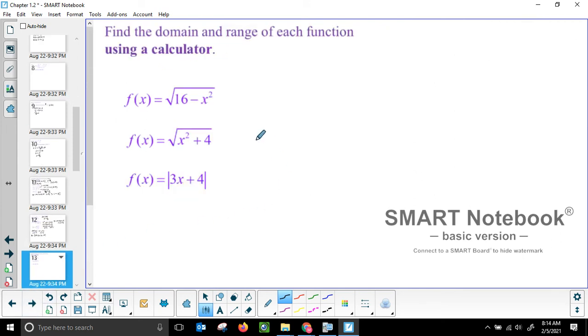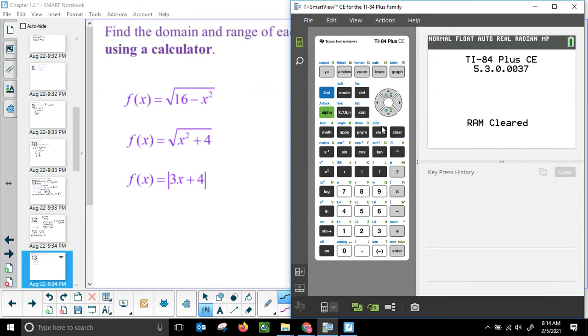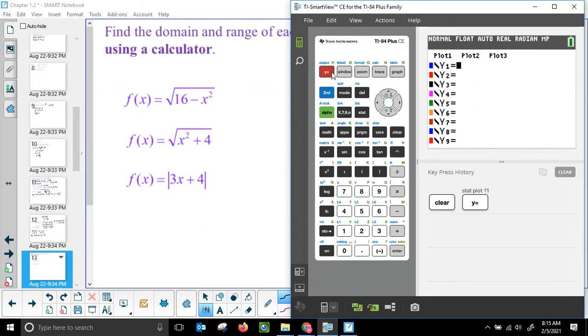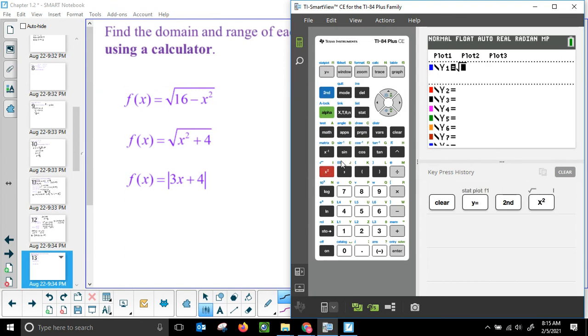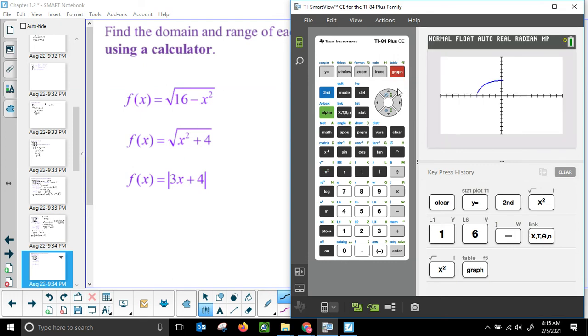All right, finding domain and range with a calculator. I'll just go ahead and look at this one first. All we have to do is go to y equals. I can plug this thing into my calculator. So 16 minus, you do have to use this variable button for your x, squared. We graph that thing.